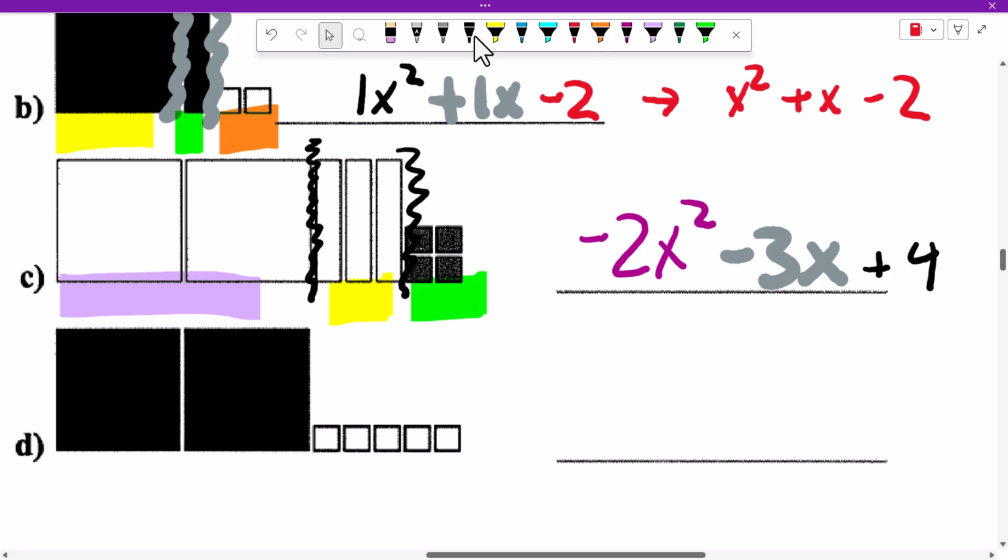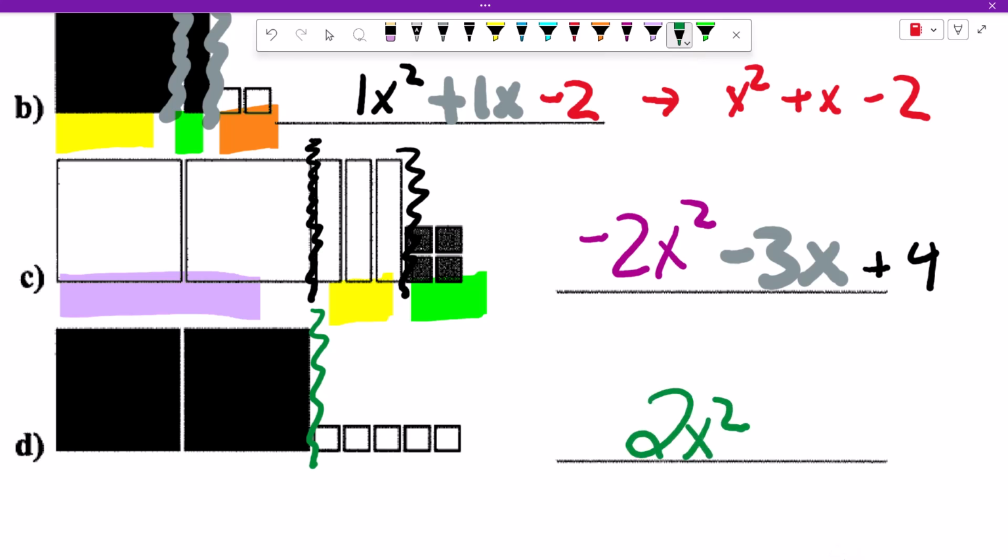All right. Last one. How many parts? 2 parts. We split right here. All right. First part. What term is it? 2x squared. They're black, so they're positive. Last part. Negative 5. Minus 5. And that's it.